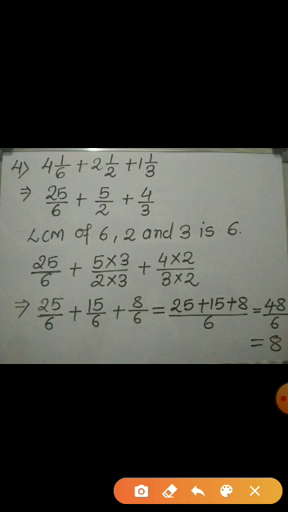Now see the third type of addition, which is the adding of mixed numbers. Now here the mixed numbers are given. We can't add the mixed numbers directly. Hence, to add the mixed numbers, we have to convert them into improper fractions first.